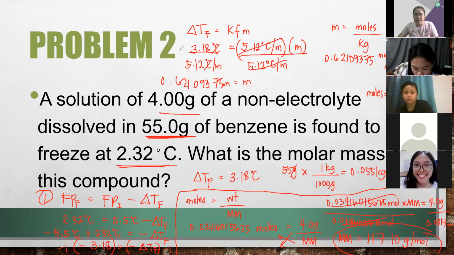And then this is the second step here. After getting the change in the freezing point temperature, get the molality. If you have now the molality, compute for the moles. So this is the third part here. Compute for the moles. If you have the moles now, the last part of the computation here, the fourth one, is computing for the molar mass. Okay?